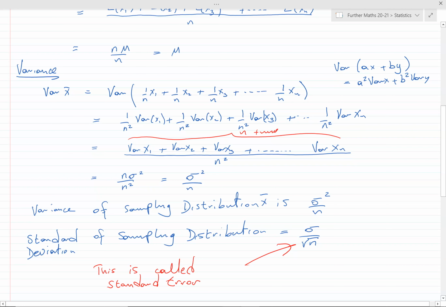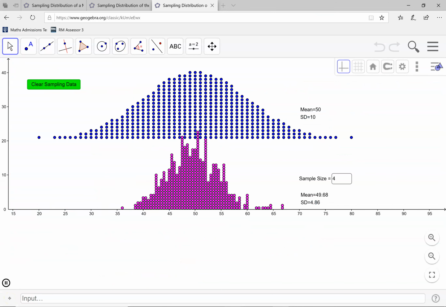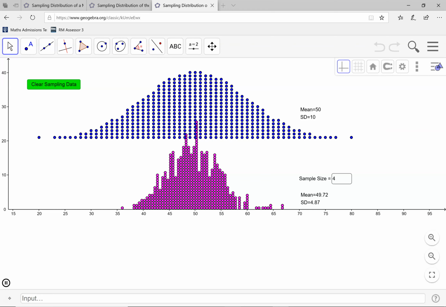Okay, so that's it. Let's go back to the actual simulation, the second one, to see how it's looking. It's a fantastic simulation, this. So well done to Steve for coming up with this. The only thing I would have liked to know is what actually the sample size is. How many of these samples?